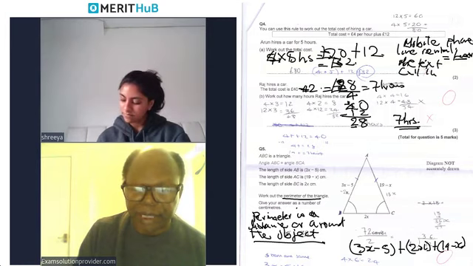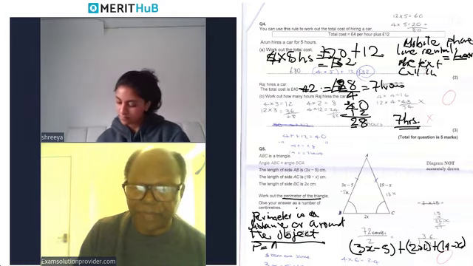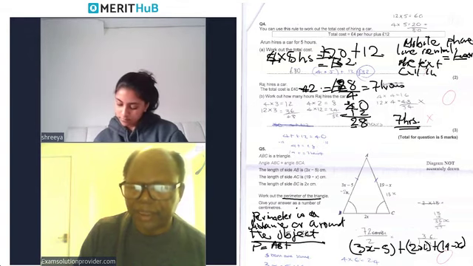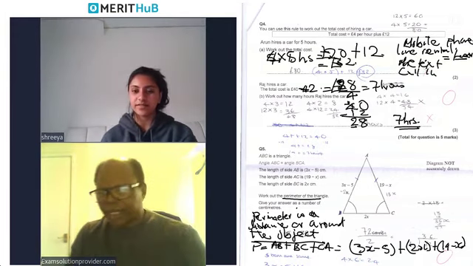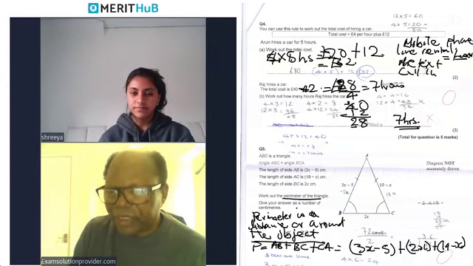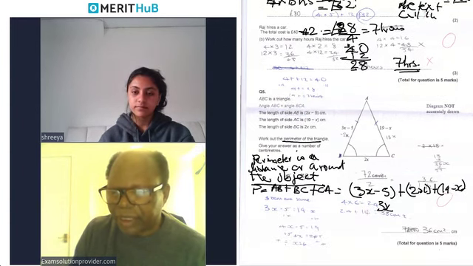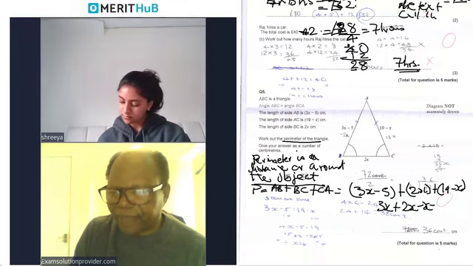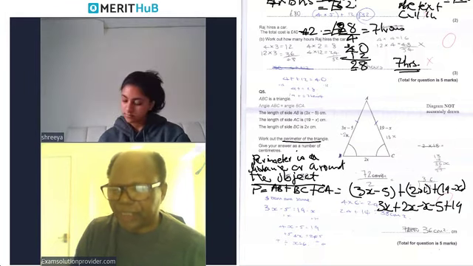Here you should say P, which is the perimeter, is equal to AB plus BC plus CA. So we need to remove the brackets. If we're removing the brackets, it means all the x's should be together. So I'm going to have 3x, then this 2x, then this minus x, then minus this 5, plus 19. So you can see I'll put all the x's together.